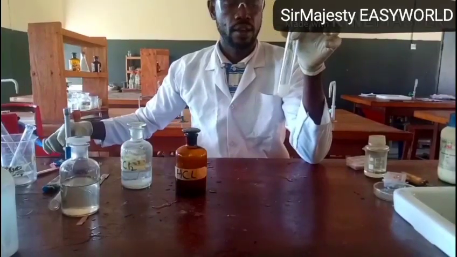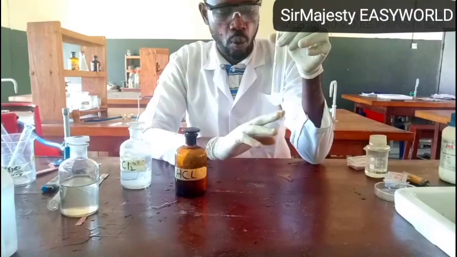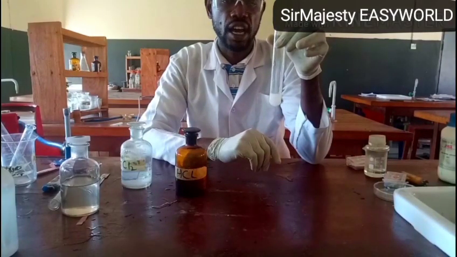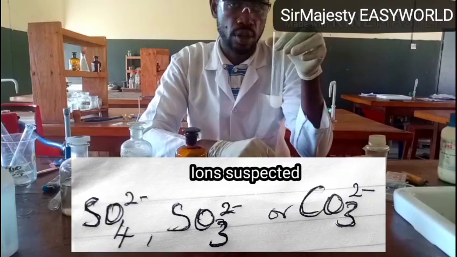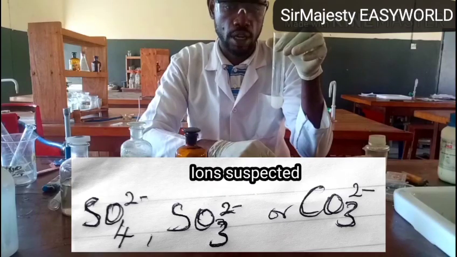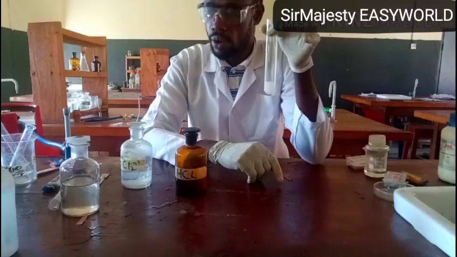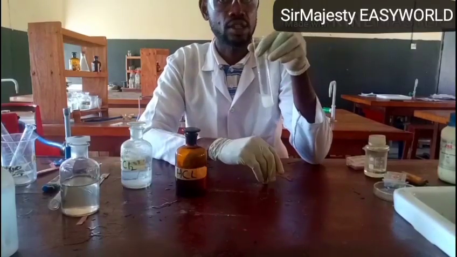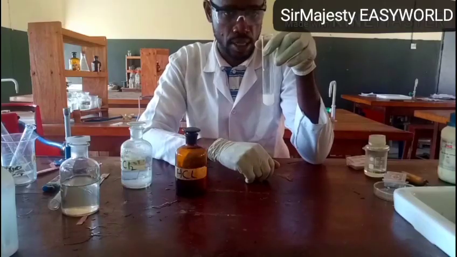Anytime you add barium chloride to an unknown sample and it forms a white precipitate, it shows the presence of three ions, which are sulfate, sulfite, and carbonate. That is SO4 2 minus, SO3 2 minus, and CO3 2 minus. But if you add barium chloride to an unknown sample and there is no formation of white precipitate, it shows that sulfate, sulfite, and carbonate are absent.